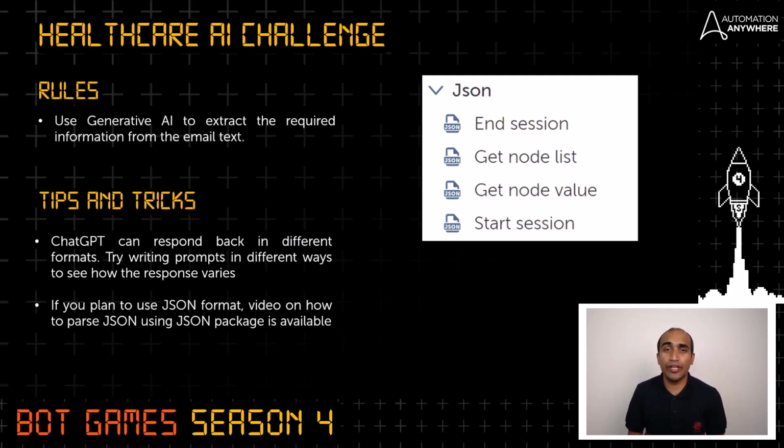A couple of tips and tricks. ChatGPT can respond to you in different formats, so be specific about the values which you are looking for and the format in which you want the response. Also, if you plan to use JSON format, there's a specific package called JSON package, and a video is also available on how to use this package. I will leave the video link in the description below and you can check it out. Let's take a quick look at the entire workflow now.